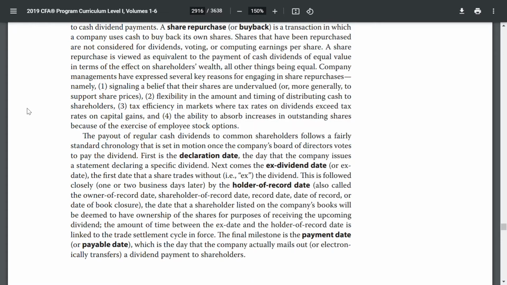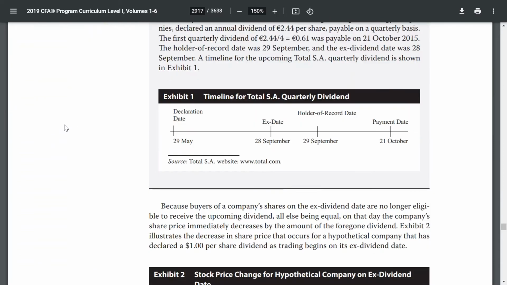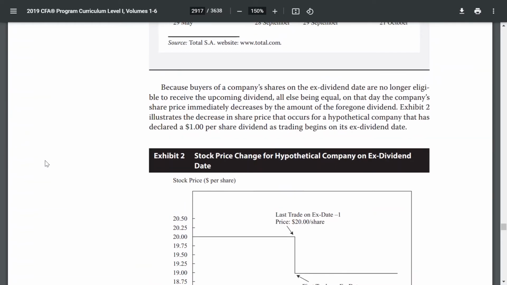These are just some terminologies. Investopedia will help you out. It's very important that you know this, because buyers of a company's shares on the ex-dividend date are no longer eligible to receive upcoming dividends.